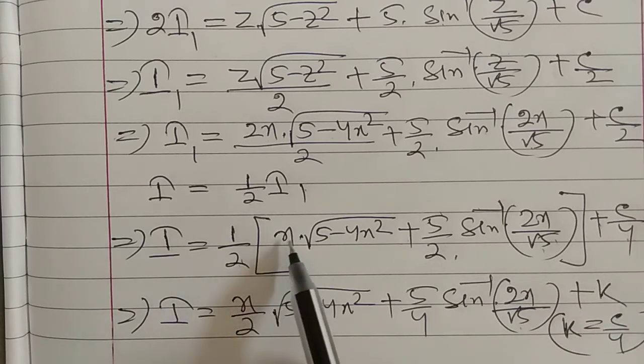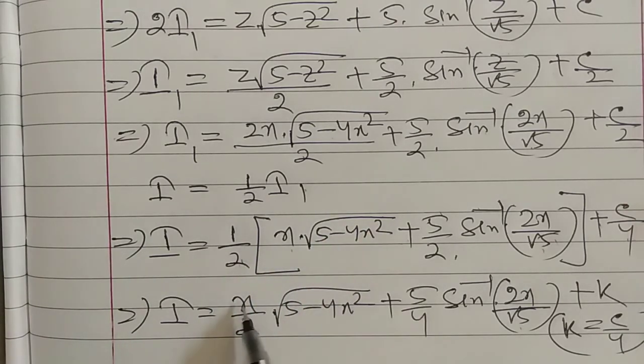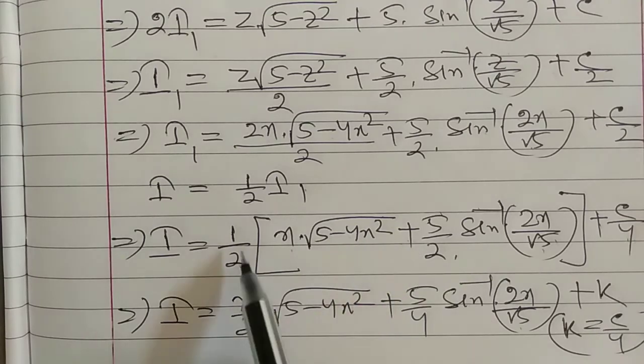Here 1 by 2 into x into root over 5 minus 4x square is x by 2 into root over 5 minus 4x square, plus 1 by 2 into 5 by 2, that is plus 5 by 4 into sin inverse 2x by root 5 plus k, where k is equal to c by 4.